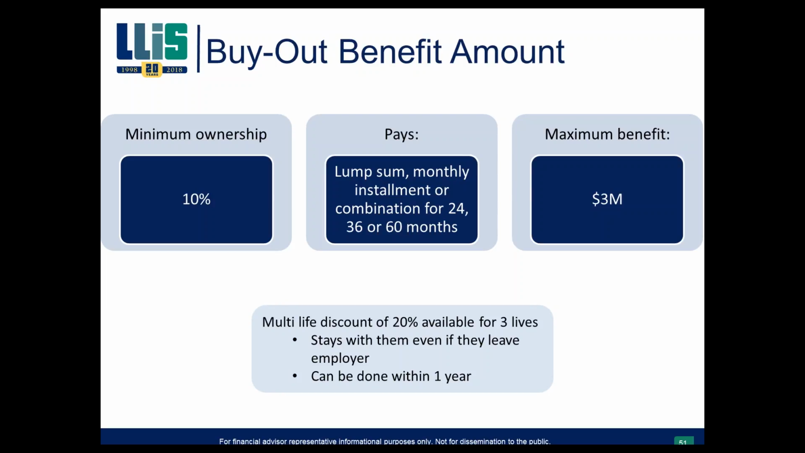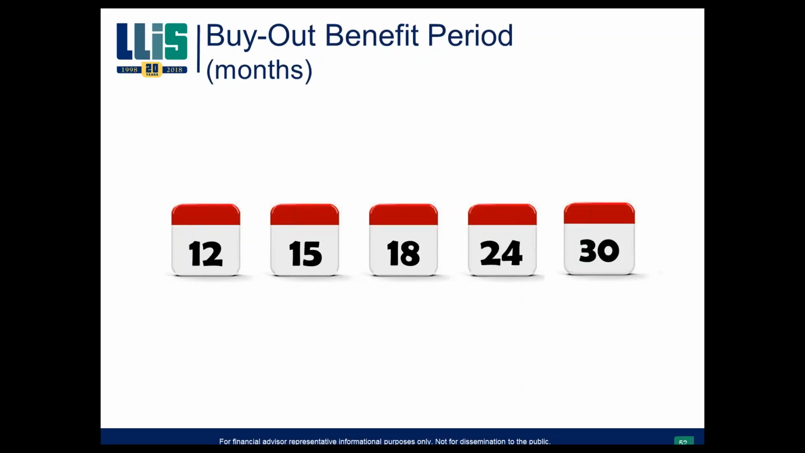This too can pay out in a lump sum or it can pay out monthly or a combination. And this one pays out for 24, 36, and this one actually goes to 5 years. The maximum benefit that it will pay is $3 million. And this one, too, is eligible for that multi-life discount. So that's a great thing to keep in mind, too.